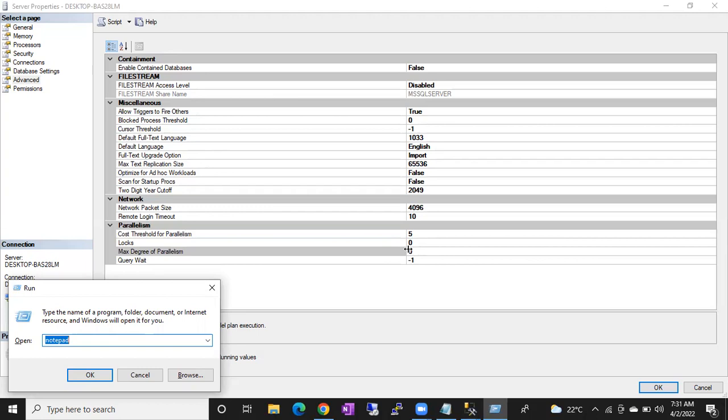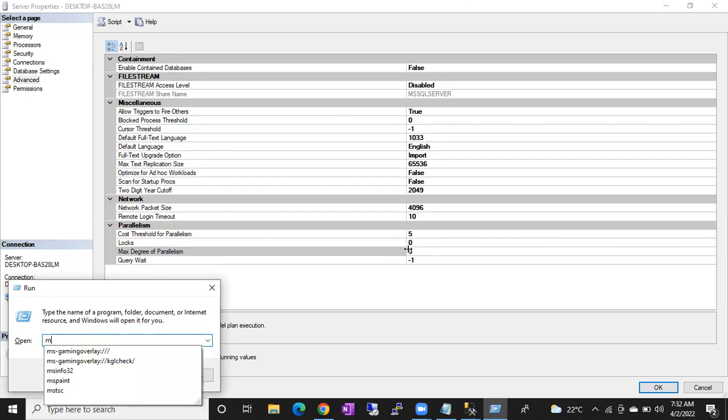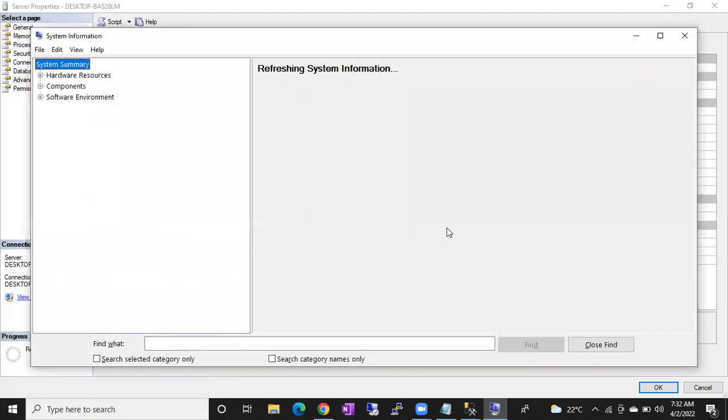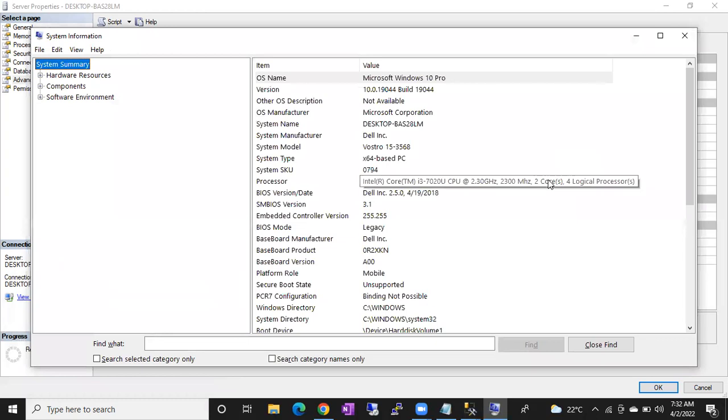How many CPU cores does the system have? Where can I see that? System information. You can use MSInfo32. Under MSInfo32, you can see how many cores you have. Okay, you can see 2 cores.